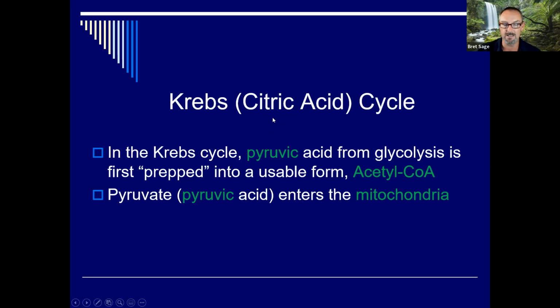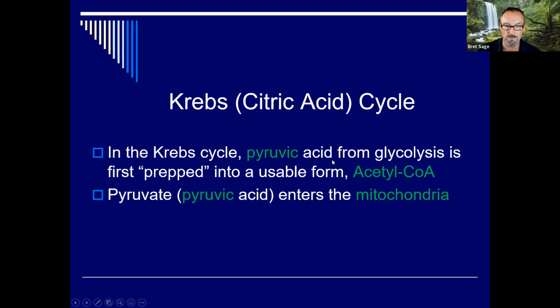Why is it called the citric acid cycle? Because the very first molecule that's formed when the acetyl-CoA comes in from the Krebs cycle prep stage, the very first molecule formed is called citric acid. It's the same molecule we find in lemons and oranges, citrus fruits. That's why it's called citrus, because it's citric acid.